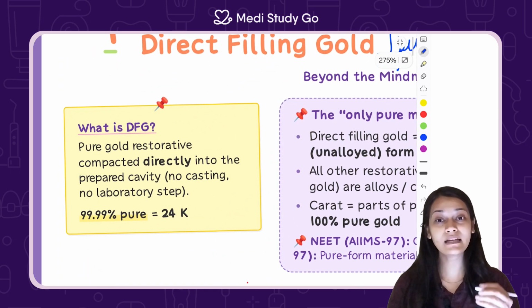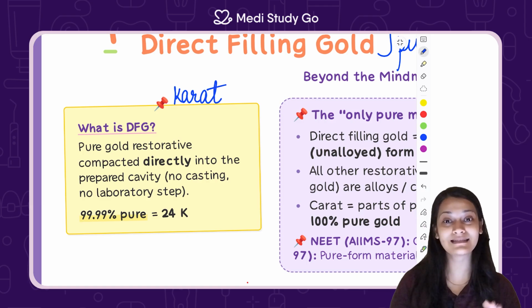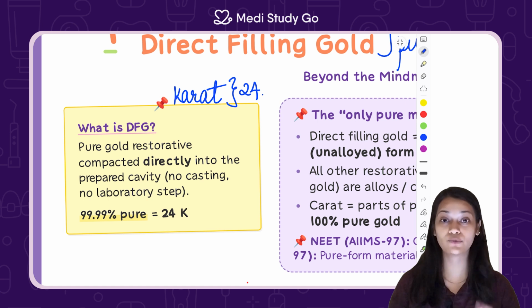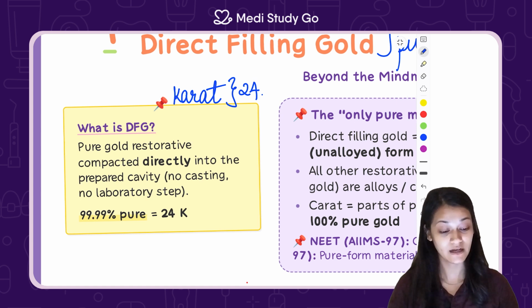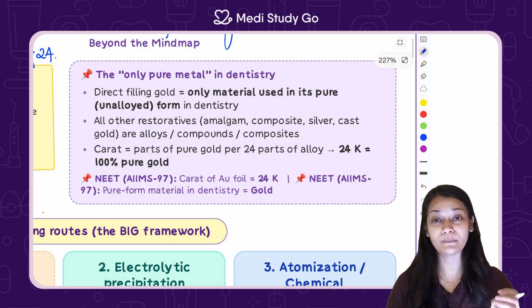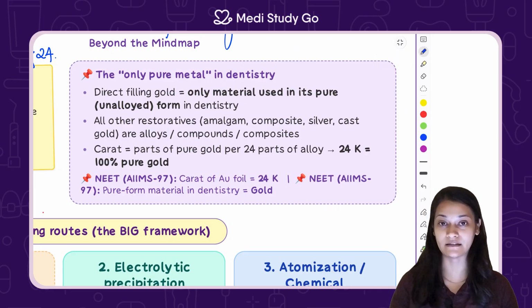So when we denote gold, we use this SI unit as carat, and it's from 1 to 24, 24 being the highest percentage. So when I say that I use 24 karat gold, it means that it's 100% pure without addition of any other metal into it.